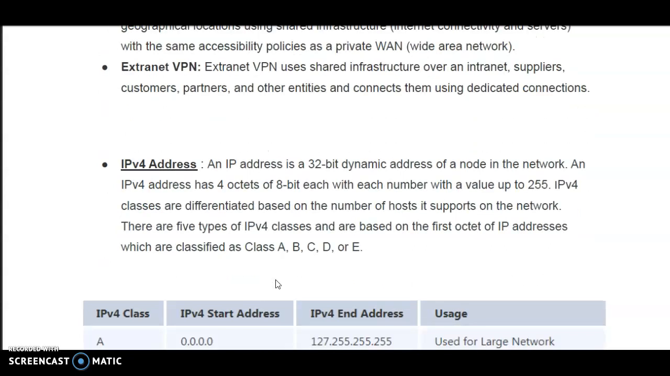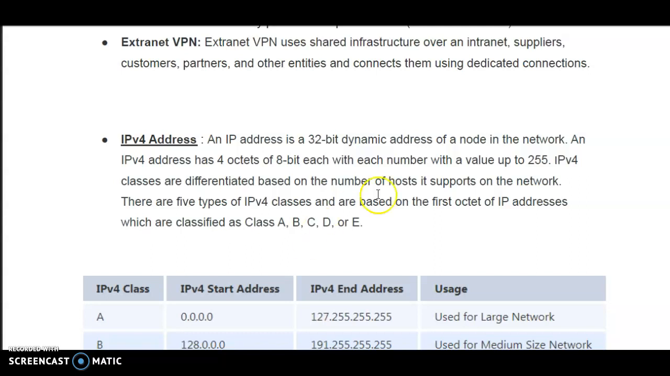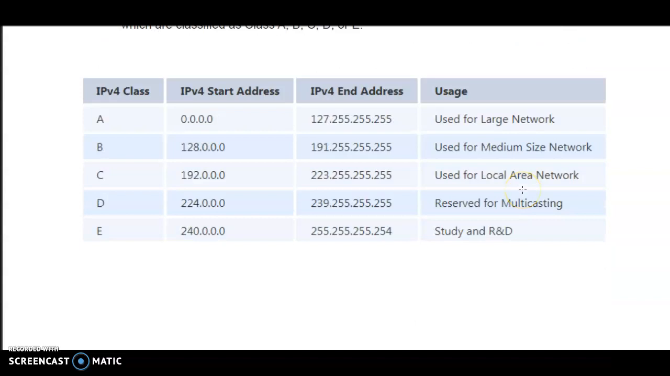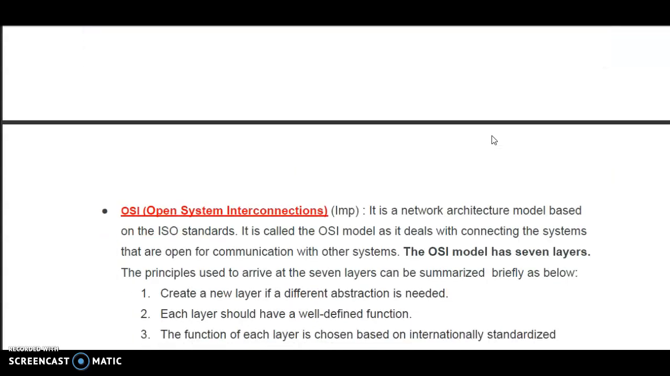Next thing is IPv4 address. It is an IP address of 32 bits, and it has 4 octets, and each number has a value up to 255, and it is classified into 5 classes. One is A, then B, then C, then D, then E. These are the ranges of IP addresses, where they start and where they end and where they are used.